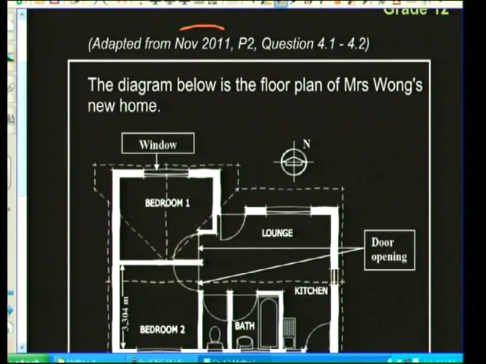Now, the next map we're going to look at is an actual kind of plan. Let's have a look at this. This question was adapted from, again, the November 2011 paper 2, so we're expecting it to be a bit of a challenge. It was question 4.1 and 4.2. So let's look at it.